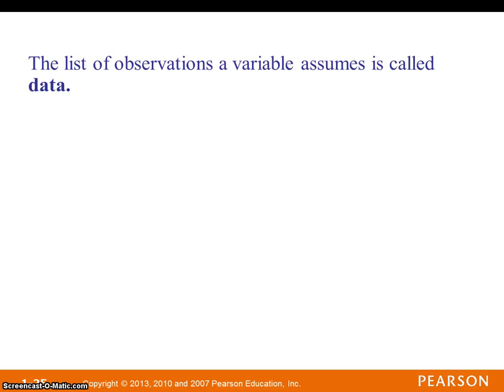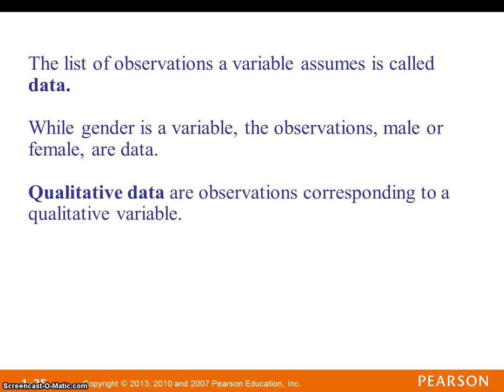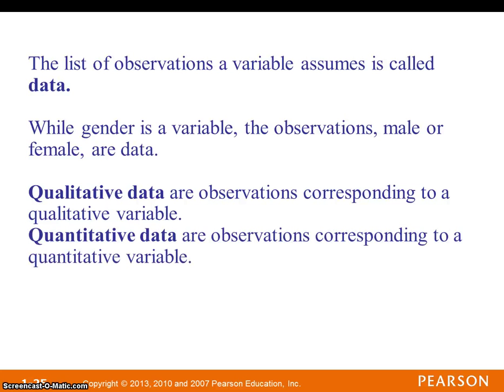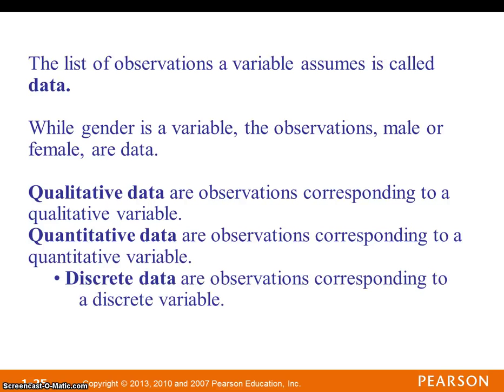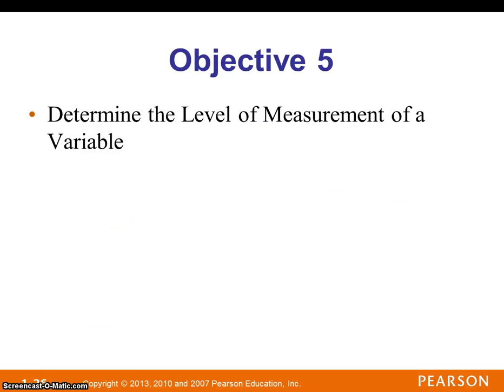The list of observations a variable assumes is called data. And while gender is a variable, the observations male or female are data. Qualitative data are observations corresponding to a qualitative variable. Quantitative data are observations corresponding to a quantitative variable. Discrete data are observations corresponding to a discrete variable. Continuous data are observations corresponding to a continuous variable.